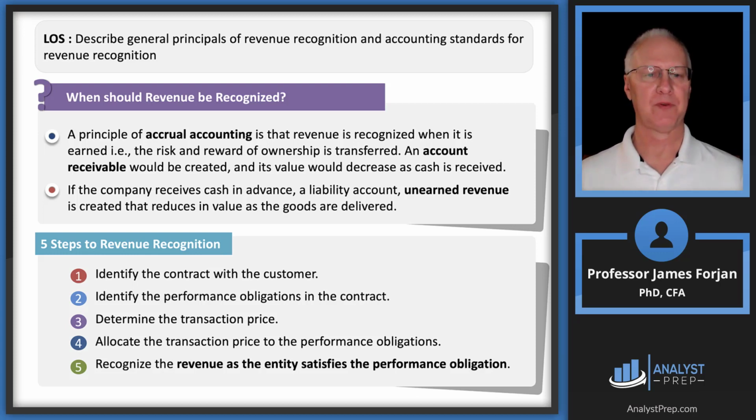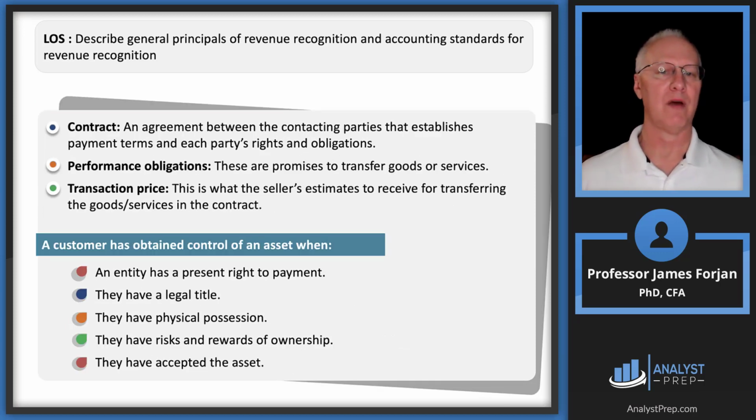All right, five steps to recognize revenue: identify the contract, identify performance obligations, determine the transaction price, allocate the transaction price to performance obligations. So notice there's our first indication of some kind of matching. Allocate the transaction price to the performance obligations. And then once we satisfy that performance obligation, then we can recognize it as a revenue.